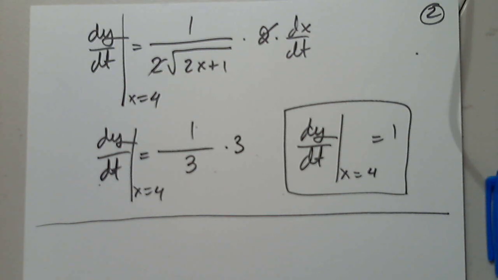So we're moving on and looking at other examples from 3.9. So let's look at number 14. If a snowball melts so that its surface area decreases at a rate of 1 centimeter squared per minute, find the rate at which the diameter decreases when the diameter is 10.